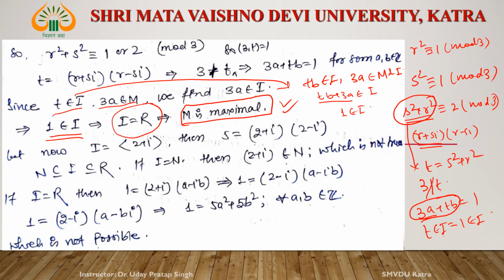Next, capital N. What is capital N? 5a plus 5bi, right? a, b belong to Z. Is it maximal? Not maximal means there exists an ideal I which contains N and I is contained in R properly. Then in this case N is not maximal. Okay, so let us see.